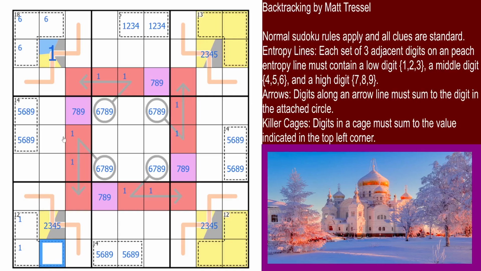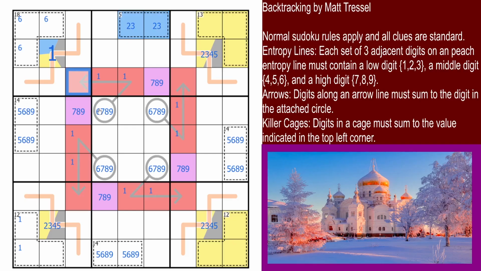So that's 1. Oh, 1 is here. So this cannot be 1. This cannot be 1 4. This has to be 2, 3. Both are low. Right. What does that mean? That means this has to be a low digit.